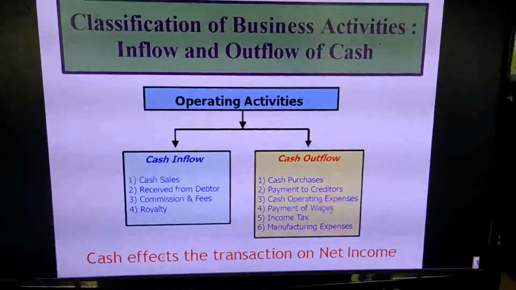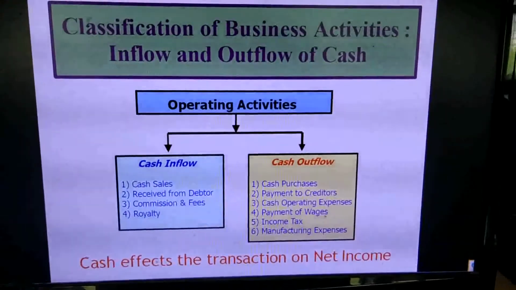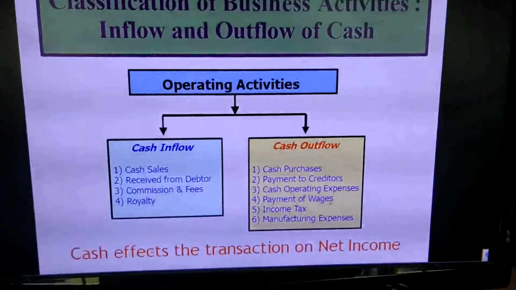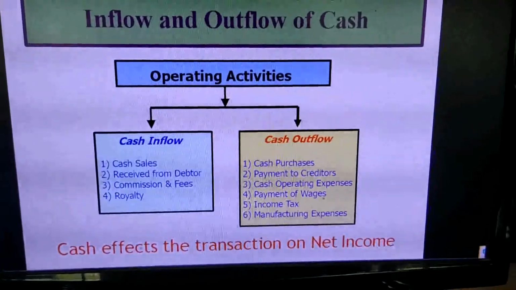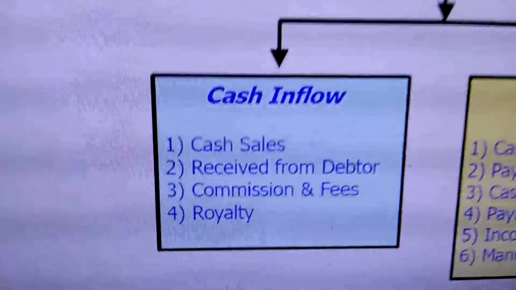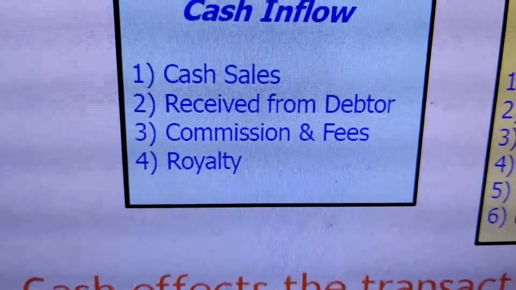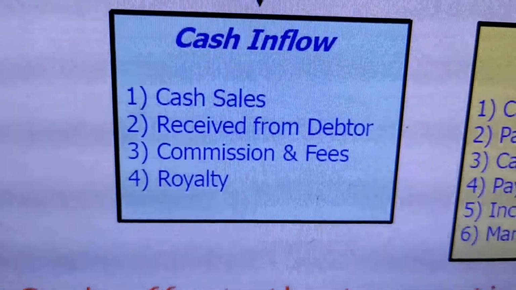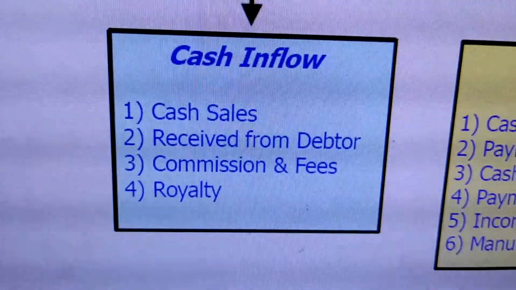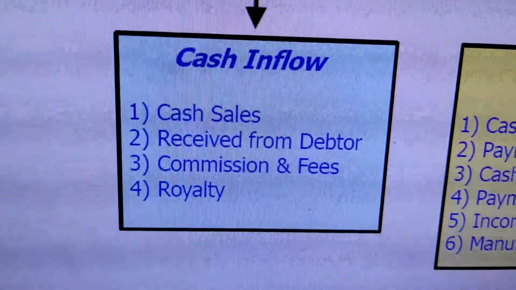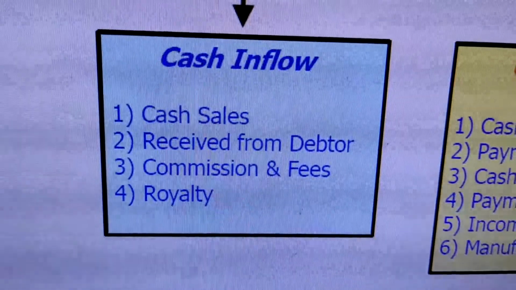So let us see one by one the classification of business activity, inflow and outflow of cash. Operating activity, cash inflow and cash outflow. You have two headings, cash inflow and cash outflow. The first one is cash inflow: cash sales, cash received from debtors, commission and fees, royalty received. These kinds of things will bring cash into your business organization.